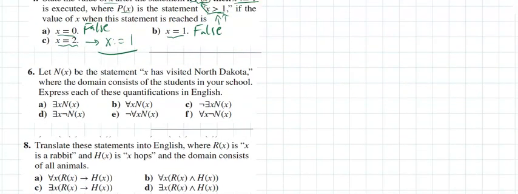Number 6, let N be the statement x has visited North Dakota, where the domain consists of the students in your high school. Express these quantifications in English. Well, this says there exists. So, all. There exists. So this is some or simply one.